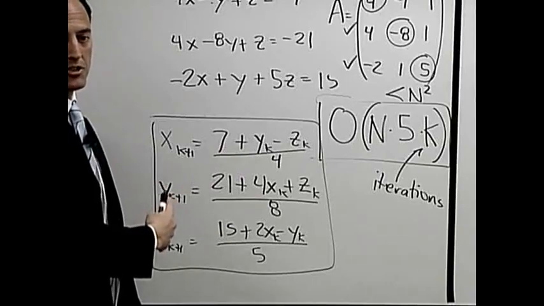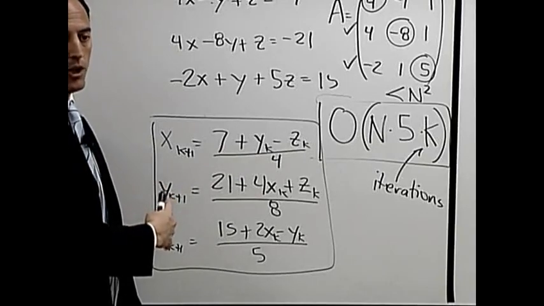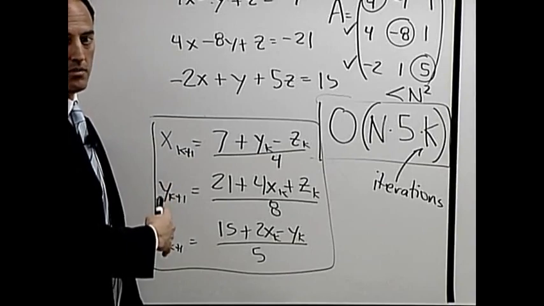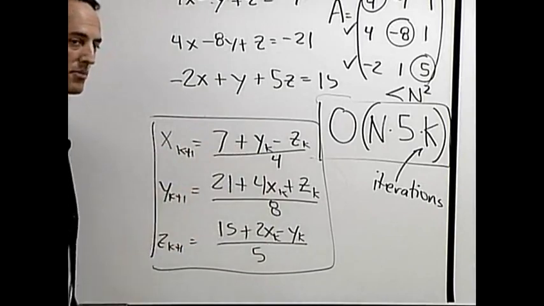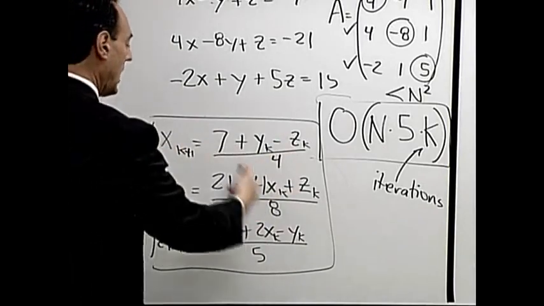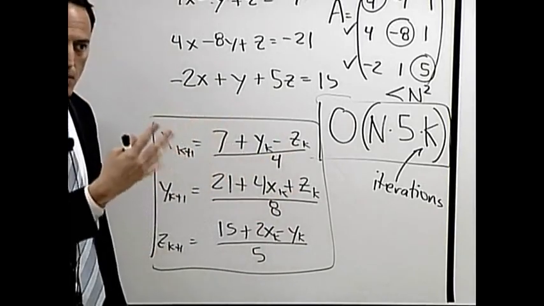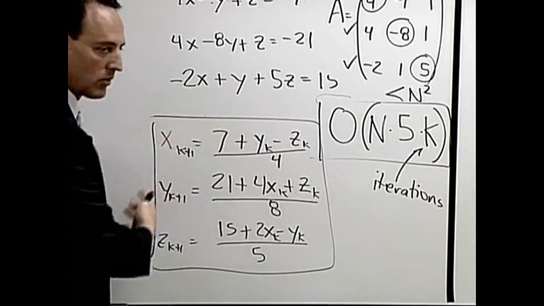I'm going to talk about a modification to this. We're going to do what's called Gauss-Seidel. And here's how it works. Let's look at the algorithm for doing something like this. You say, I give my guess x naught, y naught, z naught, and then generate for me x1, y1, z1.